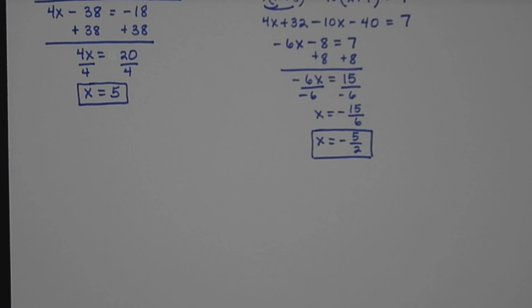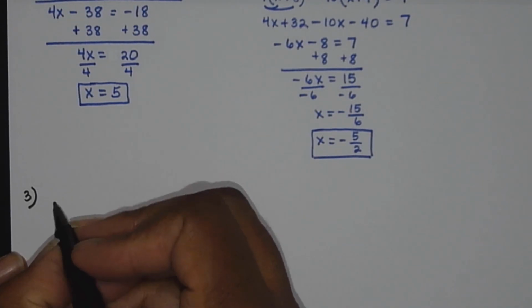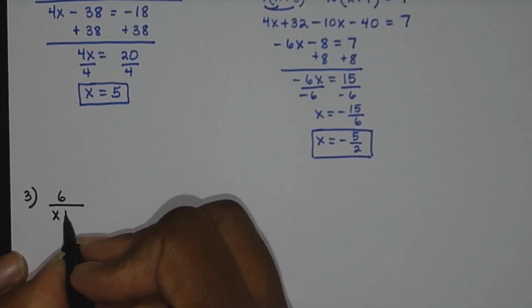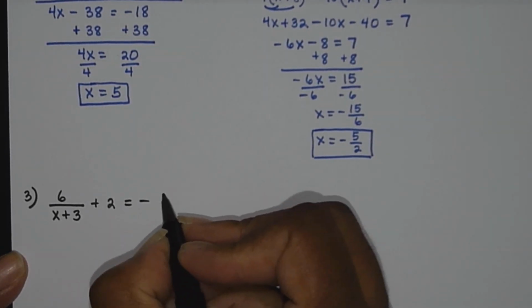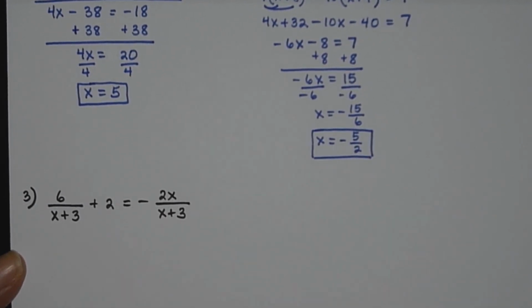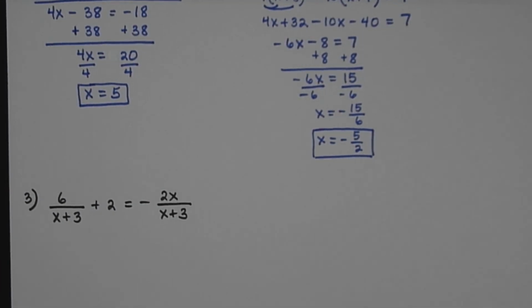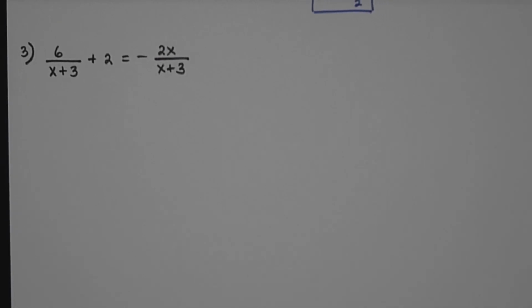All right, number 3 is a rational equation with variables in the denominator. So here we got 6 over x plus 3, and then plus 2 is equal to negative 2x divided by x plus 3. Now on the exam, you're going to have like 2 parts to this rational equation. The first part is to identify the restricted value. That means what value of x will give you a 0 in the denominator.